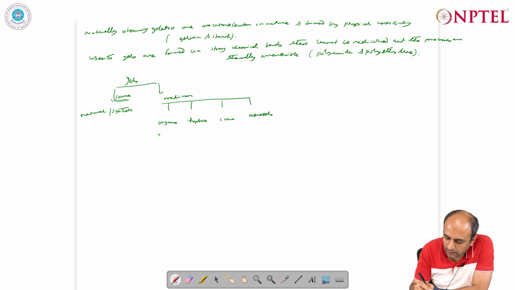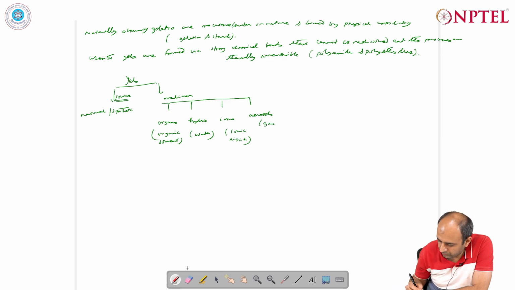So, the organogels contain organic solvent, hydrogels contain water, the ionogels are formed from ionic liquids, and in aerogels gas is the fluid phase.